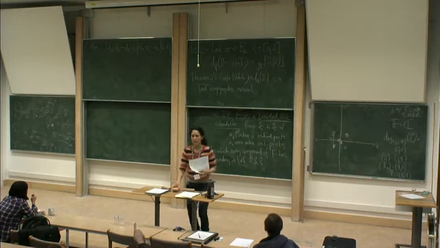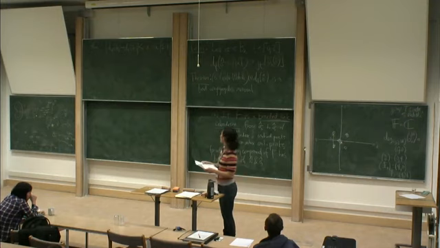Is that 1 minus t multiplying just a0 or a1 minus a0? No, just a0.